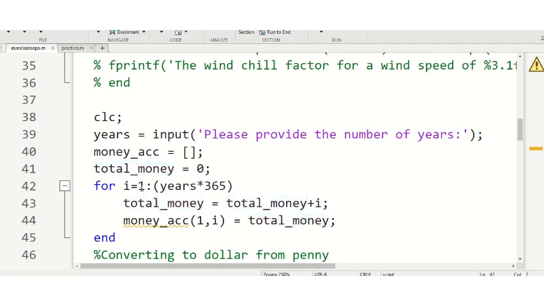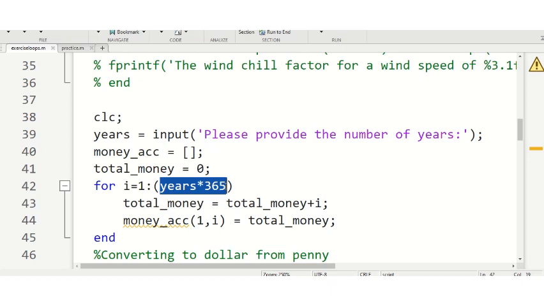Now it will start from day 1, right? For i equals 1, it starts from day 1 and goes up to how many days? It will be based on the number of years. Let us suppose for 1 year: 1 colon 1 into 365. So it will continue 1, 2, 3 up to 365.